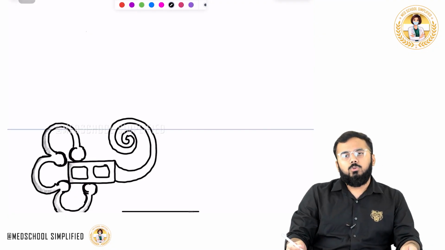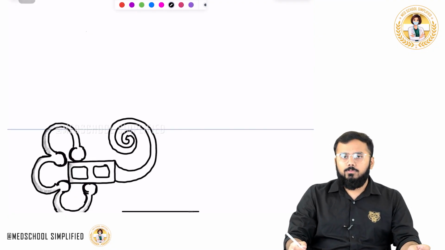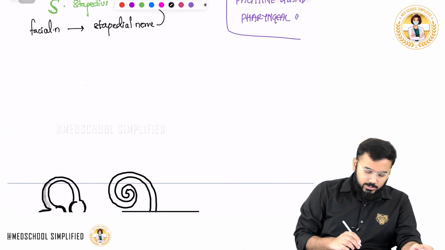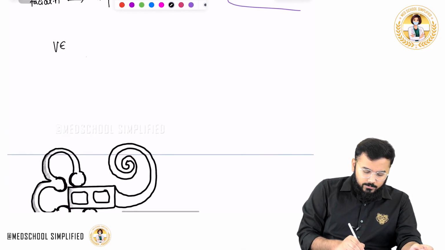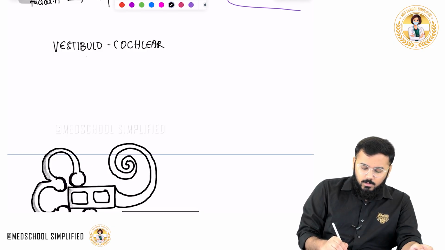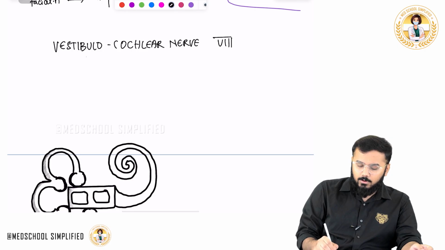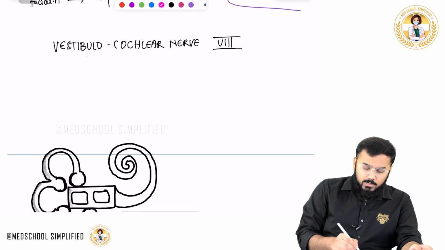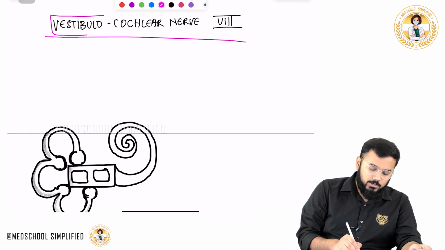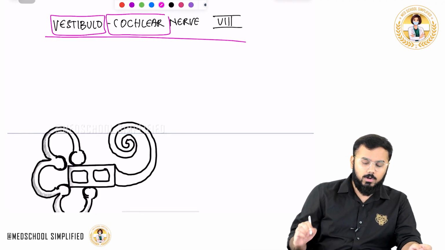Hello guys, so now we shall be discussing the eighth pair of cranial nerve, that is your vestibulocochlear nerve. So what is your vestibulocochlear nerve? Your vestibulocochlear nerve is your eighth pair of cranial nerve, right? Now we shall divide this vestibulocochlear nerve into two components. One is called a vestibular component, another one is called a cochlear component.